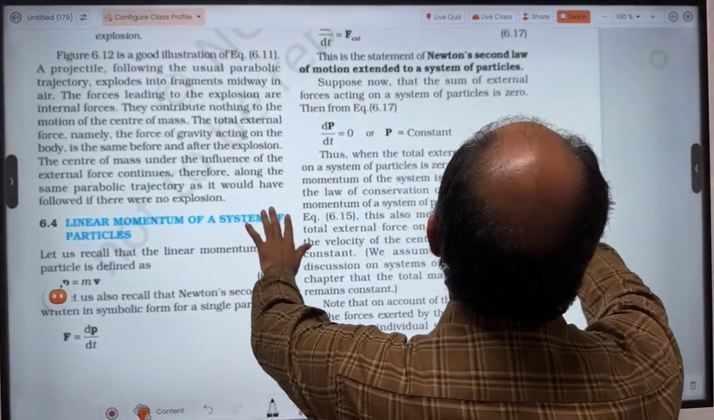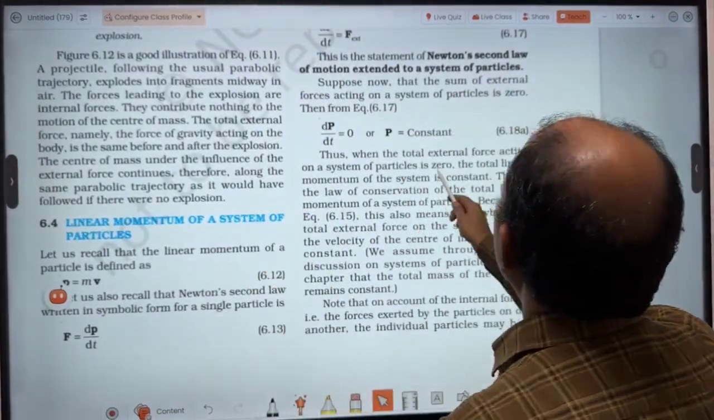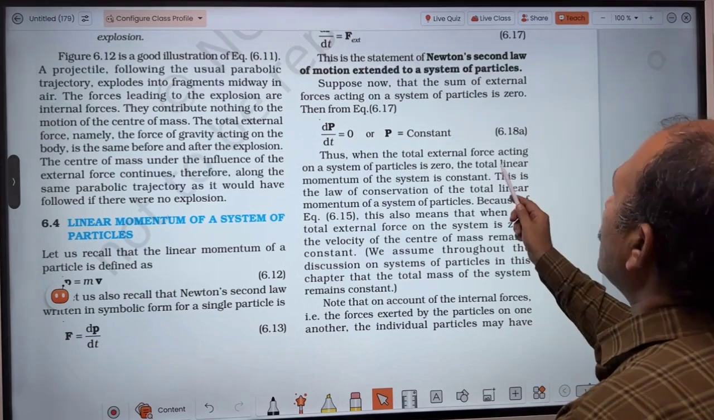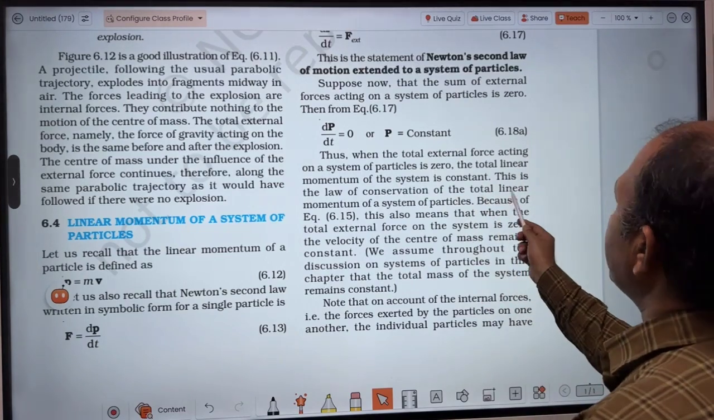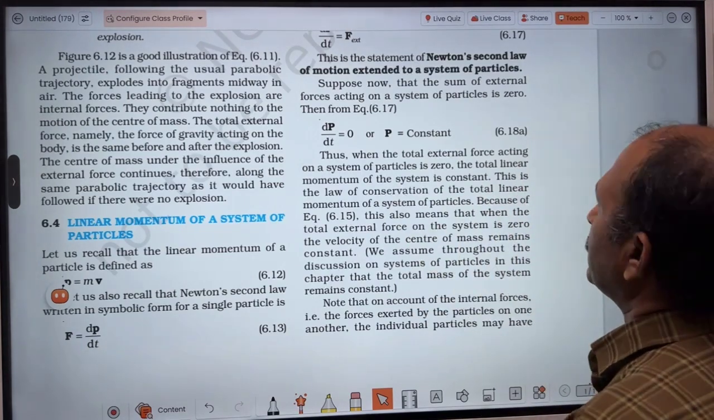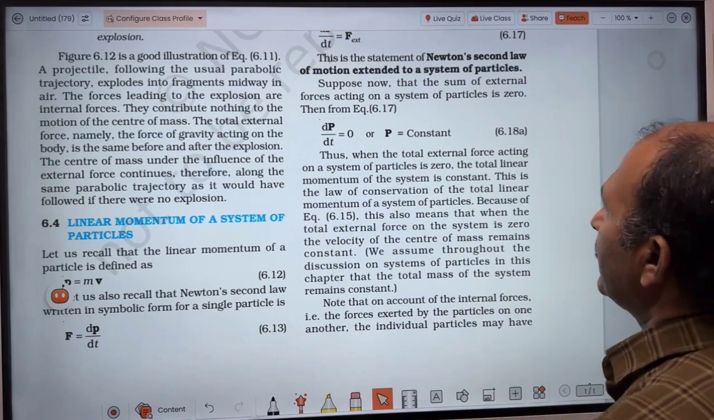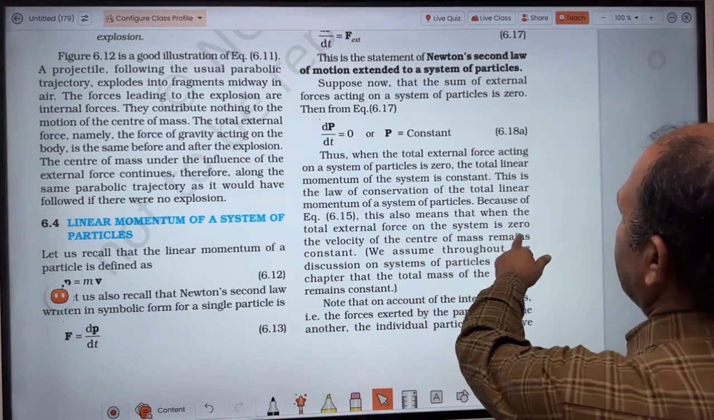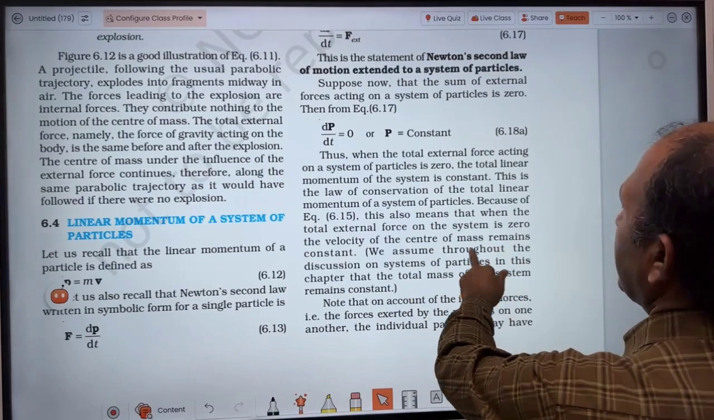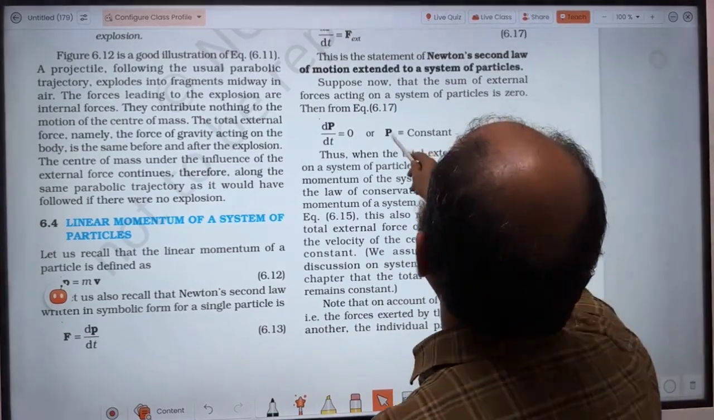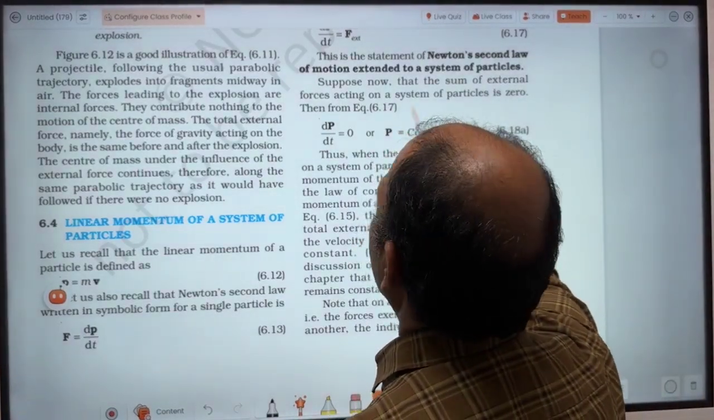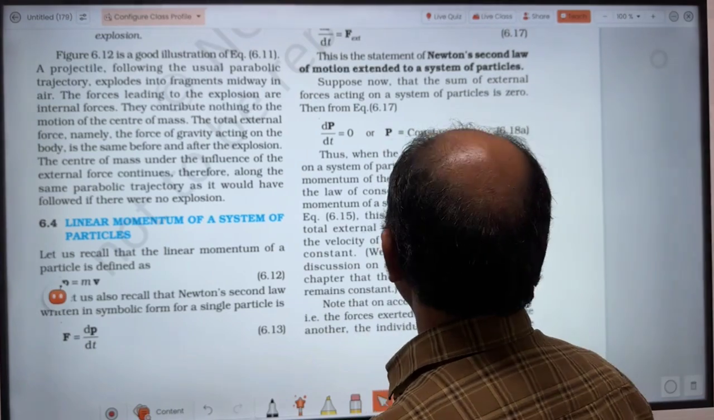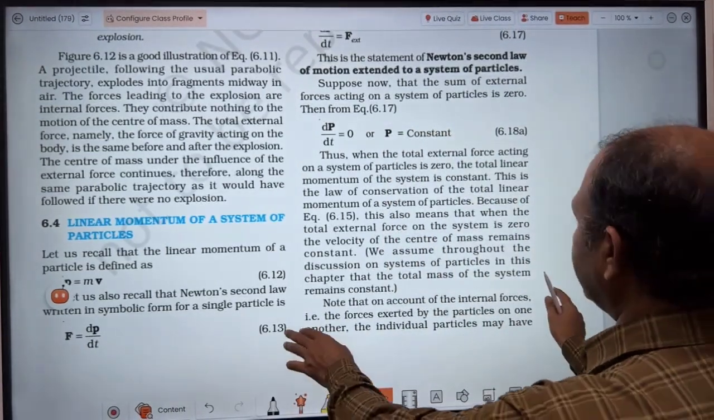When the total external force acting on a system of particles is 0, then the total linear momentum of the system is constant. This is the law of conservation of the total linear momentum of a system of particles. This also means that when the total external force on the system is 0, the velocity of the center of mass remains constant. Of course, if p is constant, p is mv, and m cannot change, then v is constant.